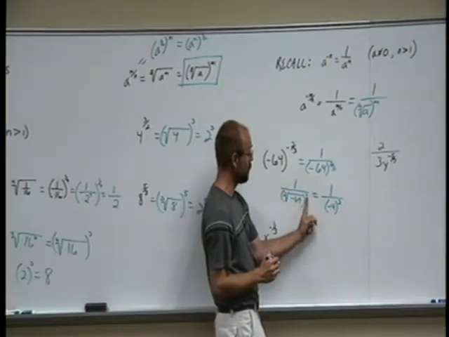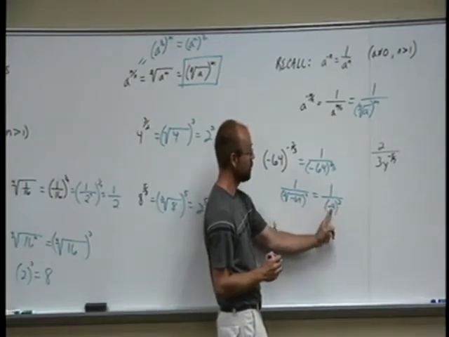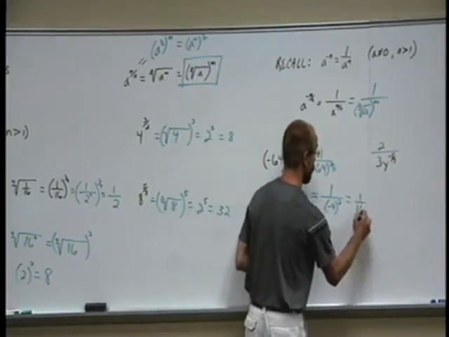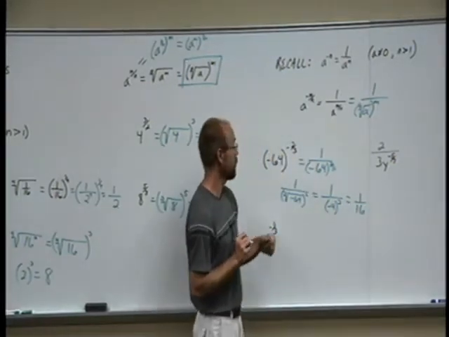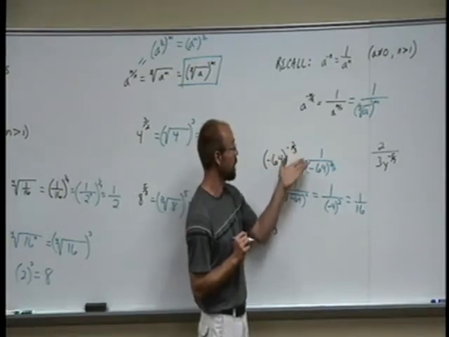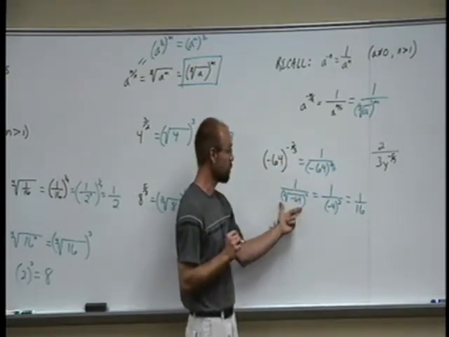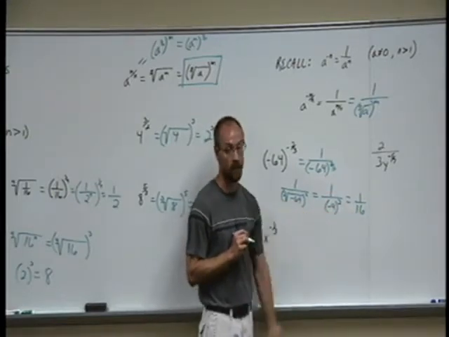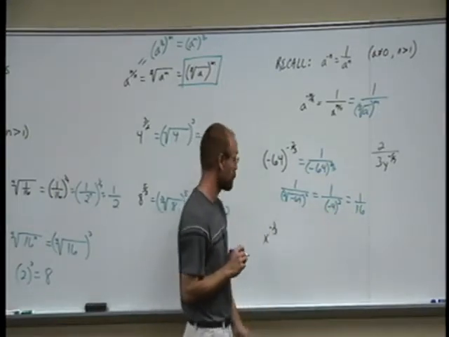And now we can apply that power of 2. Well, negative 4 squared is 16, a positive 16. So I get 1/16. So you see we started with negative 64 to the negative 2/3 power. We took its reciprocal, we applied our index and then our power, and we got a value of 1/16.